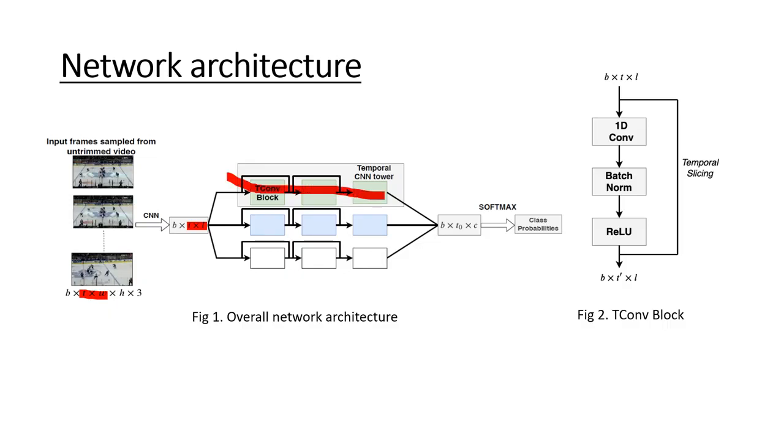So the important thing is that each tower has a separate receptive field as compared to the other towers. That is, each tower processes temporal information on different scales. Finally, the observations obtained from these towers are summed up and then are softmaxed to obtain the event class probabilities. The temporal convolutional towers are composed of T-con blocks, where each T-con block is composed of a 1D convolution followed by a batch norm and then ReLU.